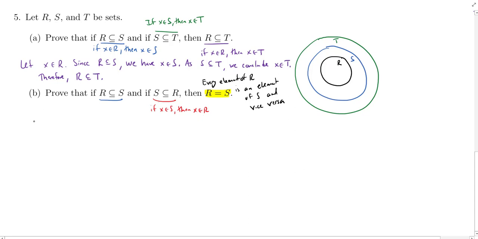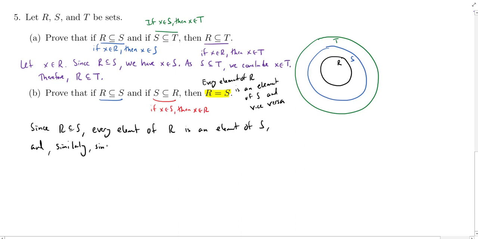So we could write that down. We'd say since R is contained in S, every element of R is an element of S. And similarly, since S is contained in R, as a subset, every element of S is an element of R. Thus, R equals S.